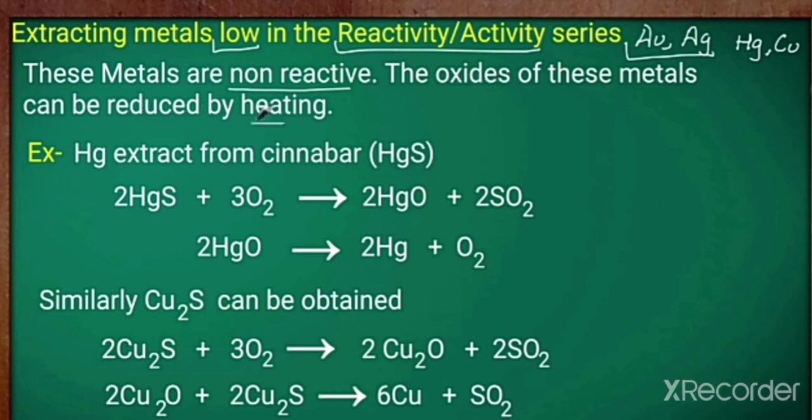Similarly, copper can be obtained. Copper sulfide reacts with three molecules of oxygen. There is a formation of two molecules of cuprous oxide and two molecules of sulfur dioxide. These two molecules of cuprous oxide react and there is a formation of six molecules of copper, and sulfur dioxide is released.